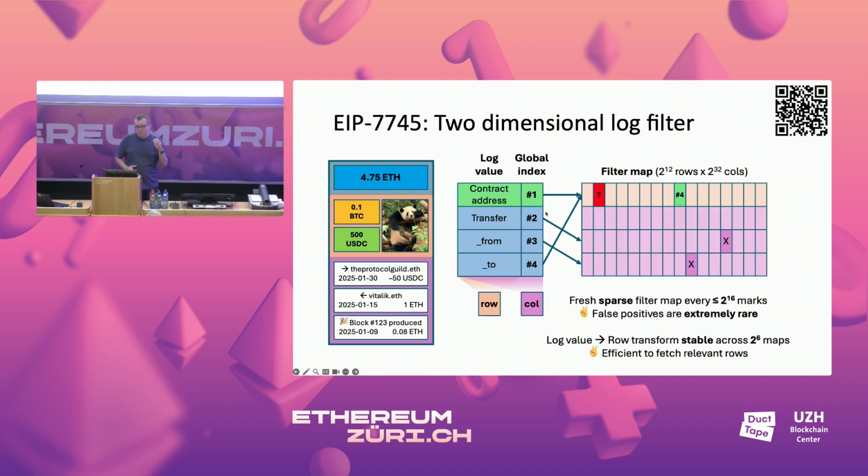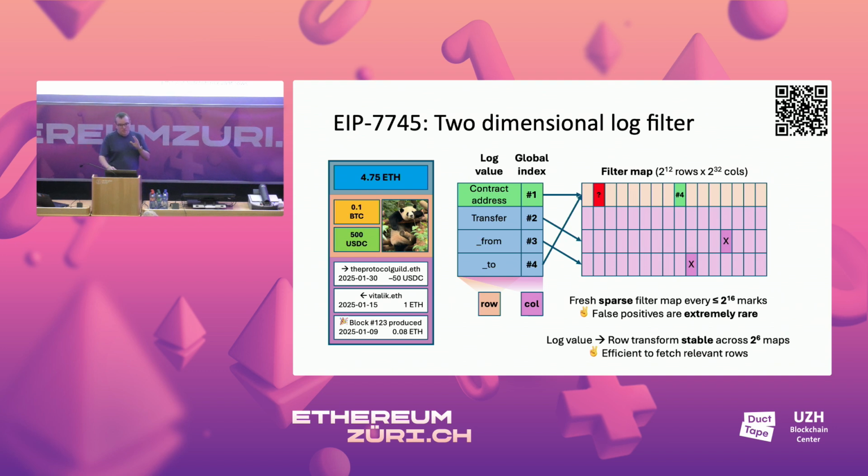And the false positives are fixed by resetting this filter map every 2 to the 16 marks. So that's like the upper bound, how many false positives we can have, because there can only be so many marks in a map. And it's also like 4 million marks that can be efficiently filtered with just one query because they all share the same row.